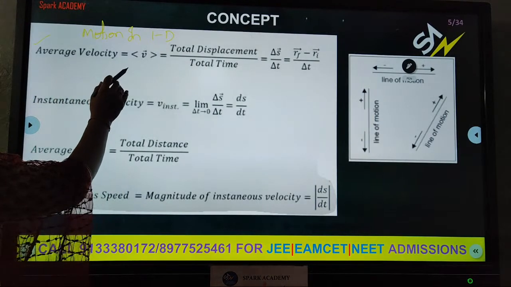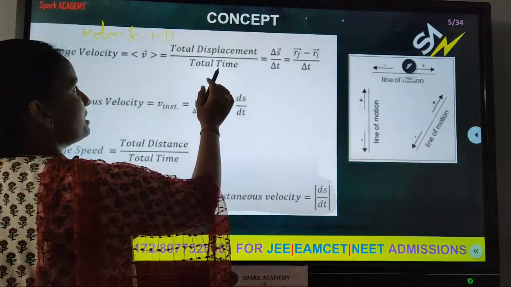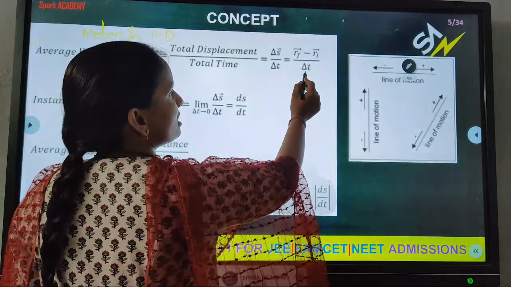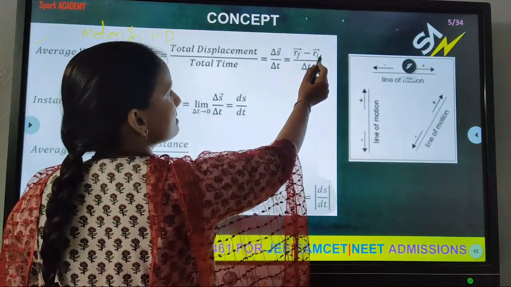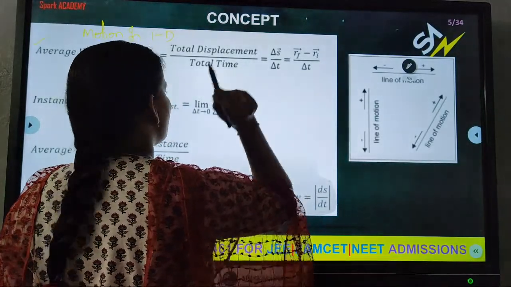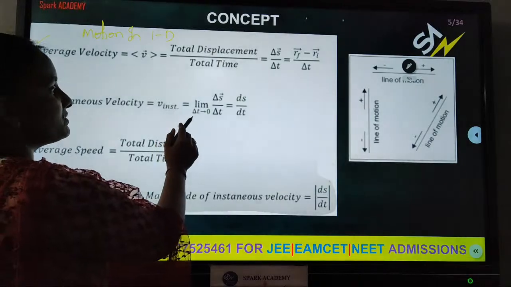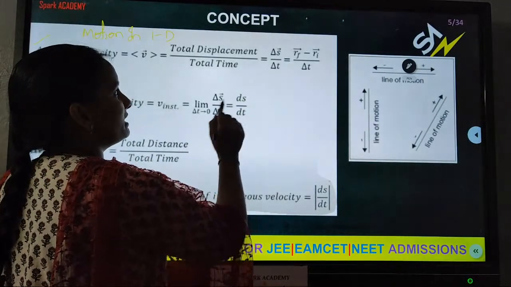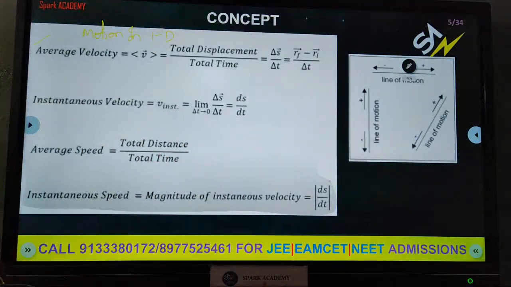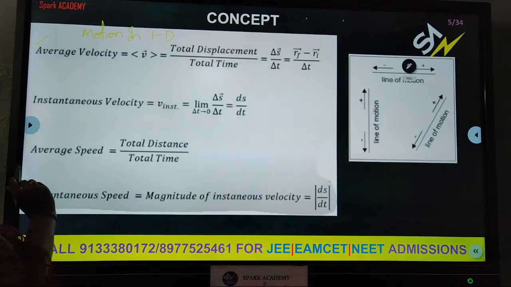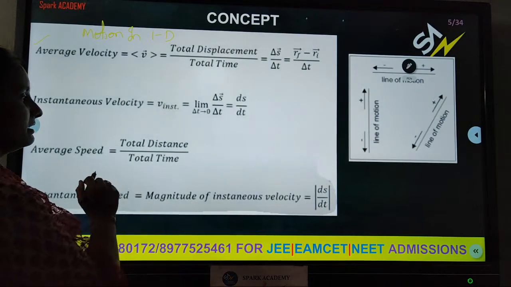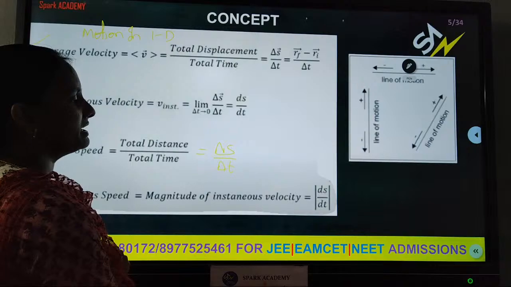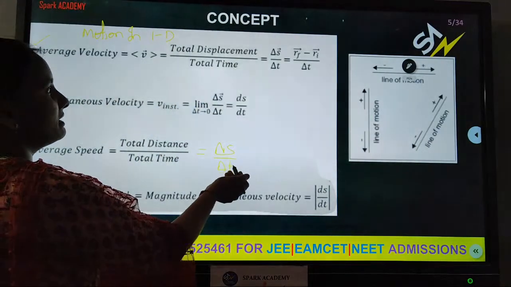Average velocity can be calculated by taking total displacement by total time taken. Here displacement is nothing but change in position, that is, final position minus initial position, by time taken. Instantaneous velocity means when time tends to 0, at a particular instant, displacement by time taken is called instantaneous velocity. And average speed is total distance by total time taken. This we also write as delta S by delta T. The mathematical expressions are the same.